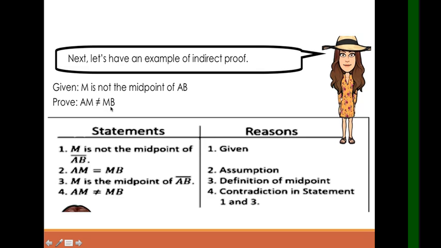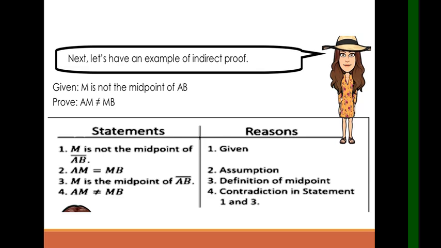So, parang nag-negate tayo. But in the end, pinakita natin na may contradiction siya doon sa sinasabi ng number 1 at saka number 3. So, may contradiction dalawa. Dahil sinasabi sa number 1, M is not the midpoint of AB, while sa number 3, M is the midpoint of AB. So, may contradiction yung dalawang statement. Ayon. For the statement AM is not equal to MB.